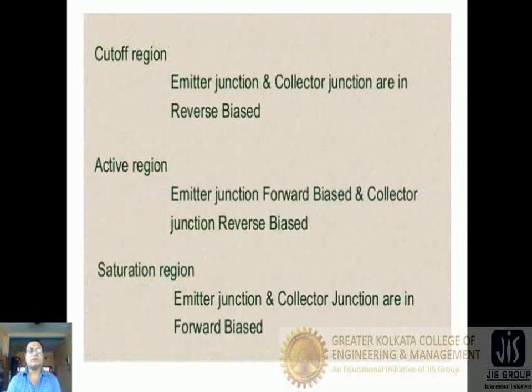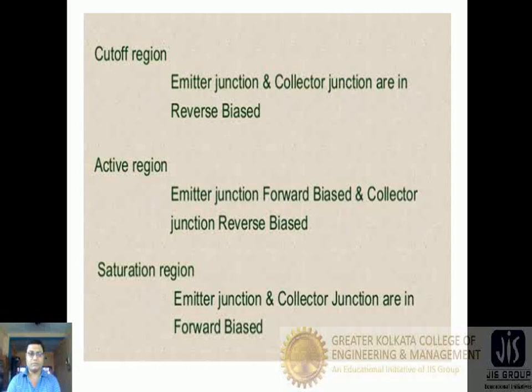In the cutoff region, the emitter junction and the collector junction are reverse biased. For the active region, the emitter junction is forward biased and the collector junction is reverse biased. For the saturation region, the emitter junction and the collector junction are both forward biased. So these are the conditions of the junctions for a BJT, or bipolar junction transistor, to perform in the preferred region.